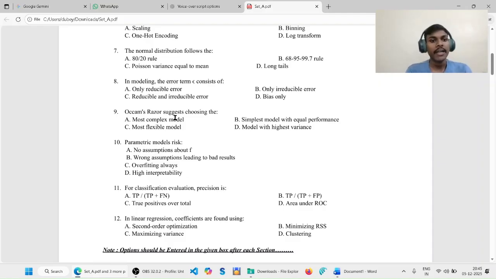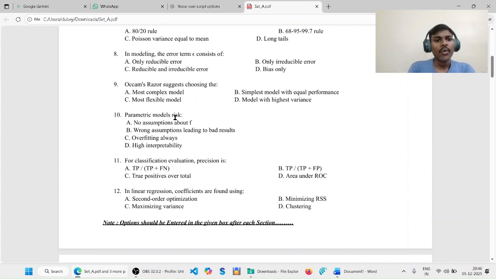Question 8. In modeling, the error term E consists of only reducible errors, only irreducible errors, reducible and irreducible errors, or bias only. The correct option is option C, reducible and irreducible errors. Total error includes parts we can reduce by improving the model and parts we cannot remove due to randomness. Understanding this helps set realistic expectations from our model. No model can eliminate irreducible errors completely; there will always be some errors left.